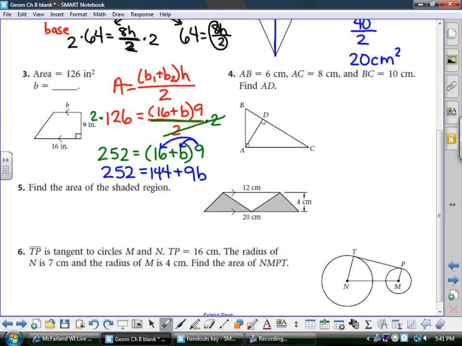So if I want to get b by itself, I need to start with subtracting 144 from both sides. And then to undo the multiply by 9, I need to divide both sides by 9. And I get that b is 12. Looking back at the units, it'll be 12 inches.